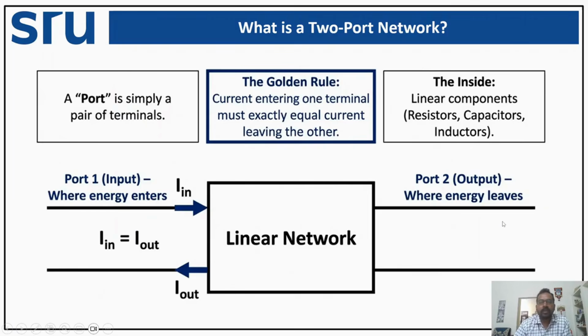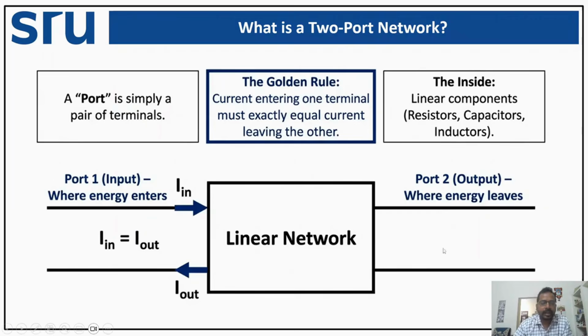For example, if you have a complex network, we try to divide the complex circuit into subnetworks. These subnetworks connect to other subnetworks in some way, either in series, parallel, or cascaded. The input of some subnetwork can be the output of another subnetwork, and the output of this particular subnetwork will be the input to the other subnetwork.